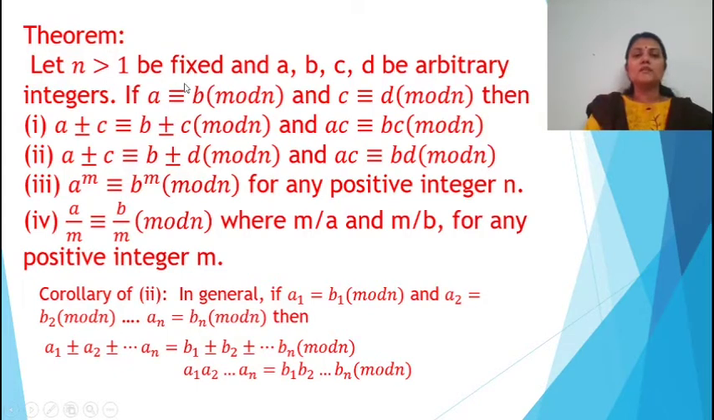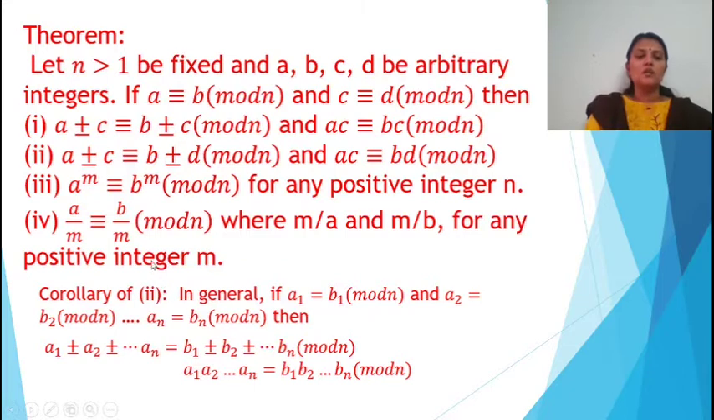Now we have a theorem. Let n greater than 1 be fixed and a, b, c, d be arbitrary integers. If a congruent to b mod n and c congruent to d mod n, it's given. Then a plus or minus c congruent to b plus or minus c mod n and ac congruent to bc mod n, and a plus or minus c congruent to b plus or minus d mod n and ac congruent to bd mod n. Third one, a raised to m congruent to b raised to m mod n for any arbitrary positive integer m. Fourth one, a by m congruent to b by m mod n where m divides a and m divides b for any positive integer m.